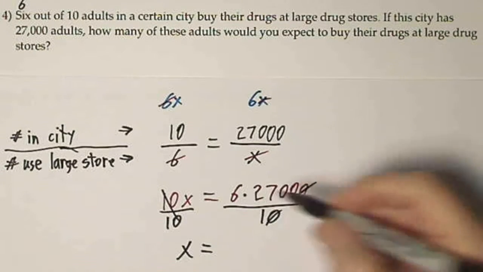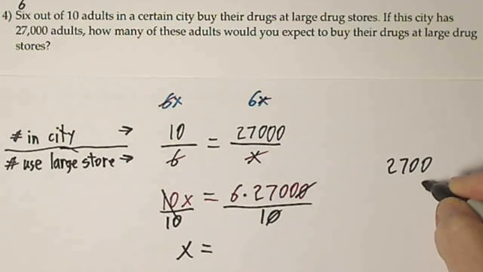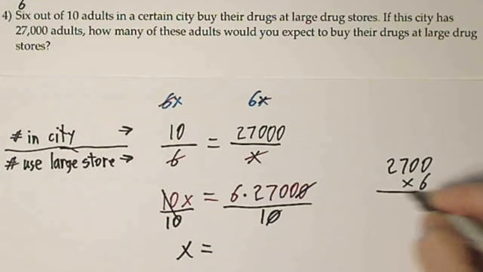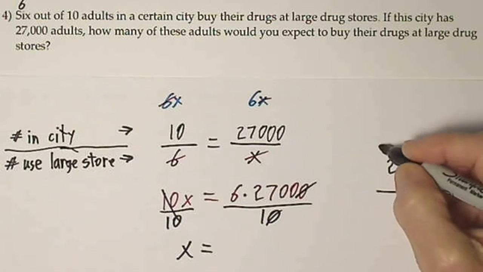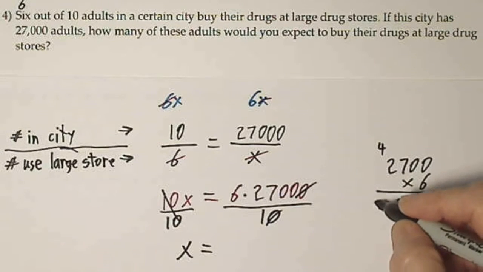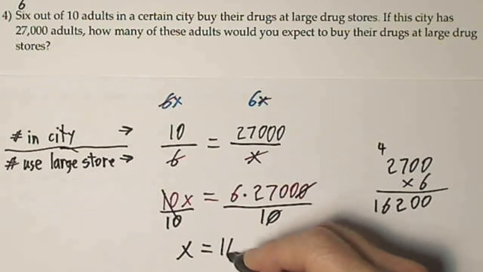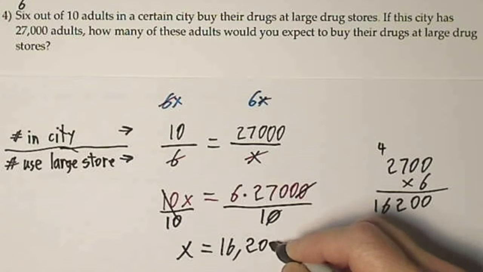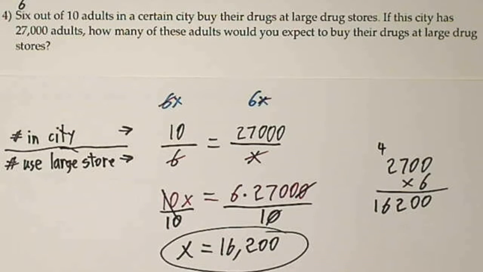And all we really have to multiply is 2,700 times 6. So it looks like there's 16,200 customers showing up at those large drugstores.